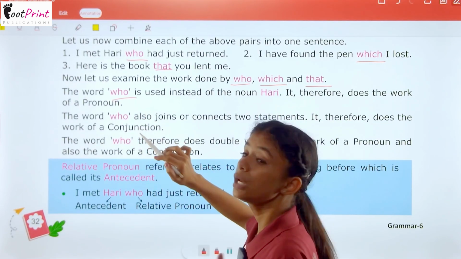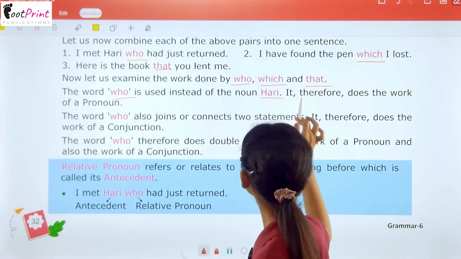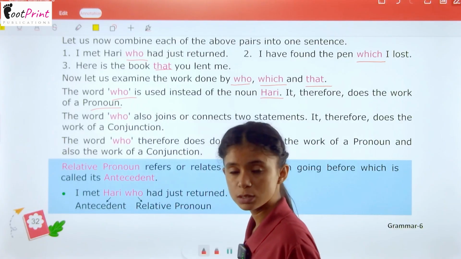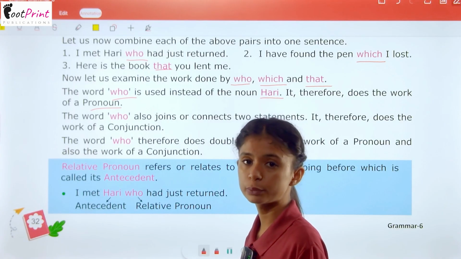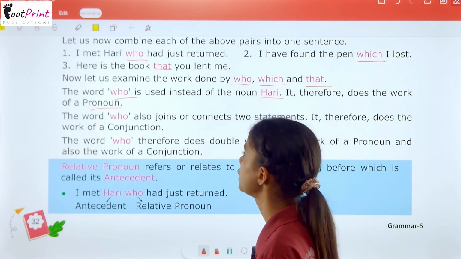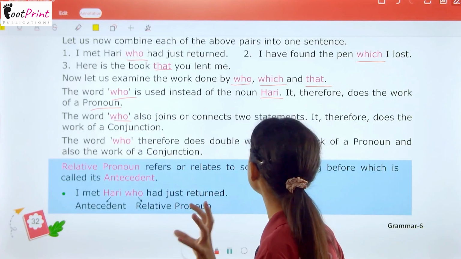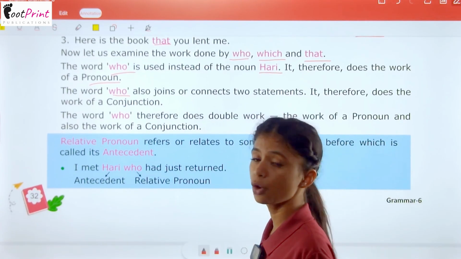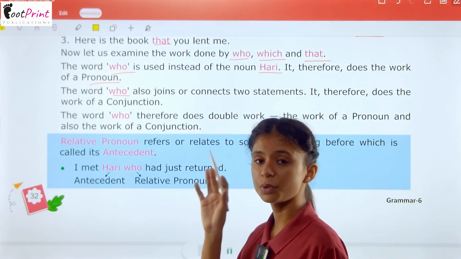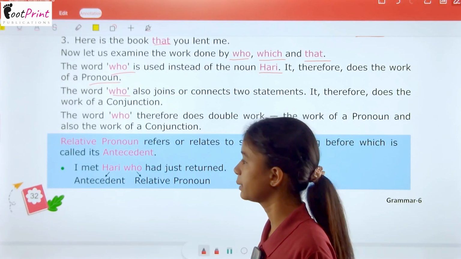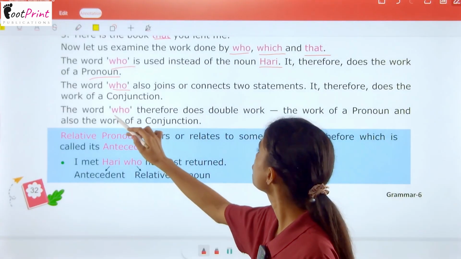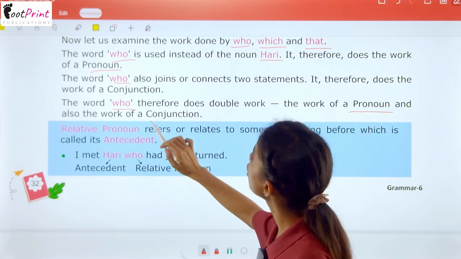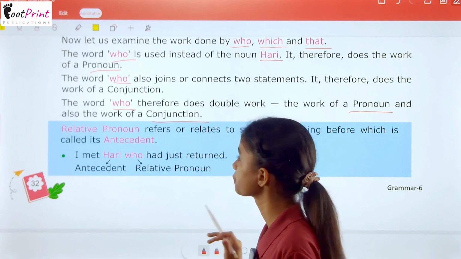The word who is used instead of the noun Hari. It therefore does the work of a pronoun, right? We are using it in the place of a noun. So they work as a pronoun here. The word who also joins or connects two sentences. So it therefore does the work of a conjunction as well. So it is a pronoun and a conjunction at the same time. The word who therefore does double work, the work of a pronoun and also the work of a conjunction.